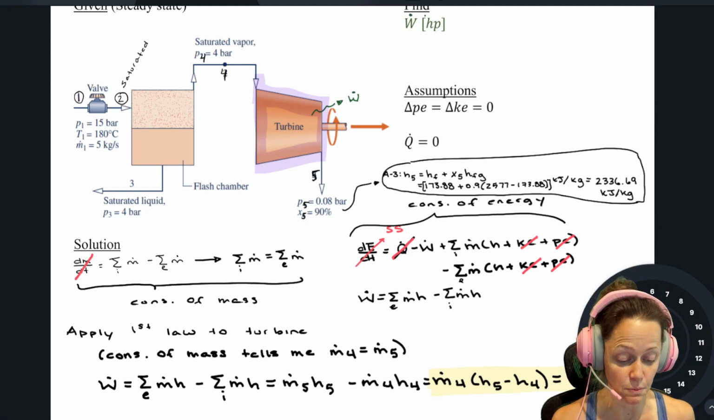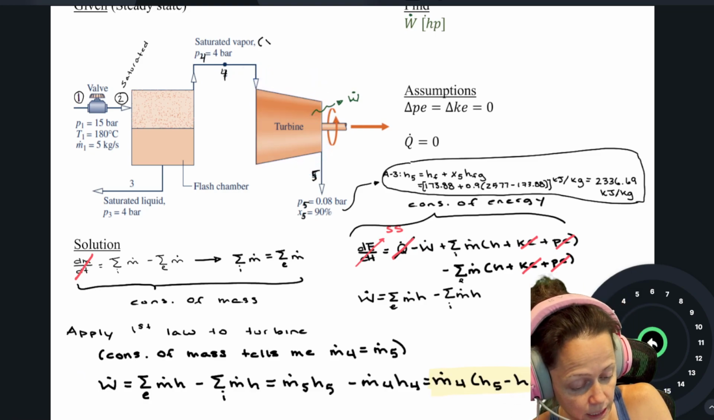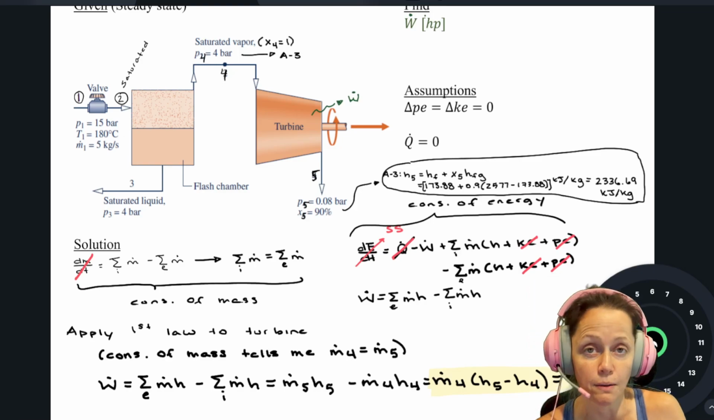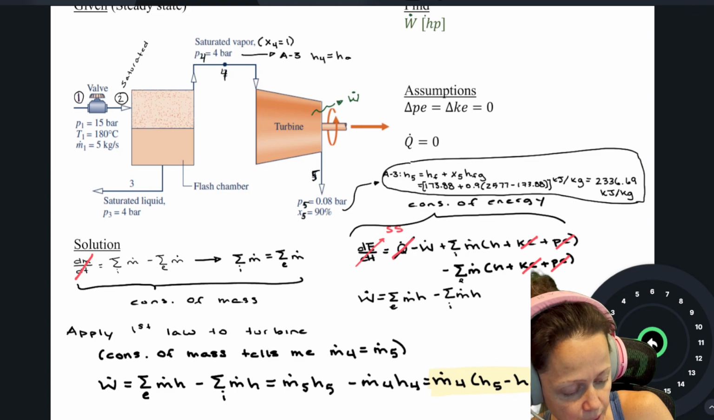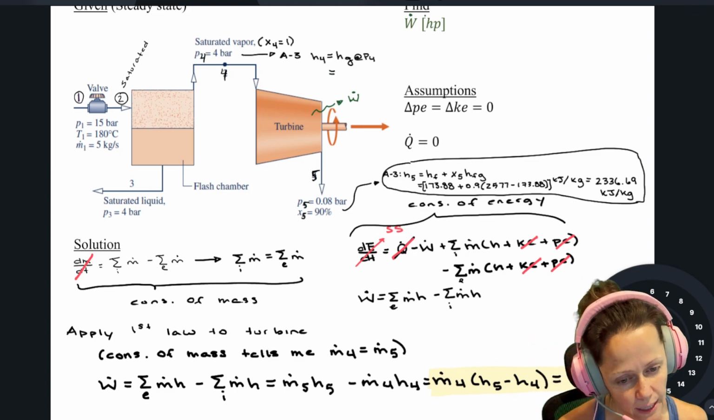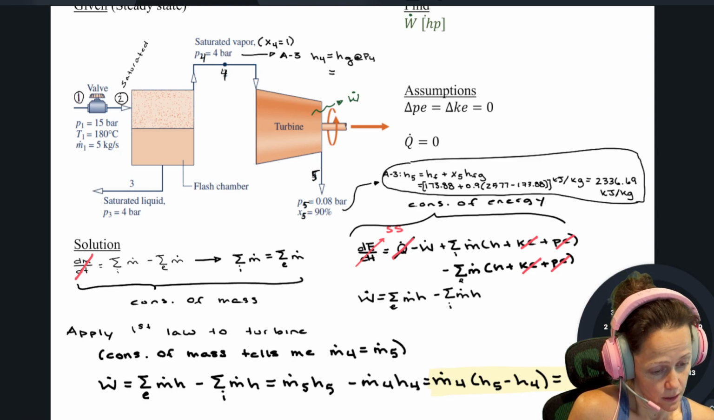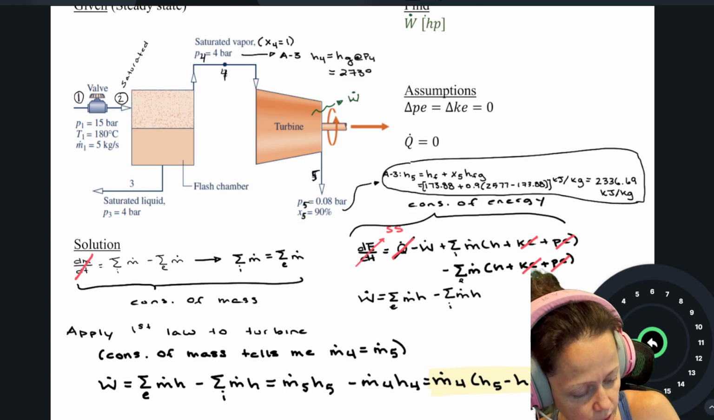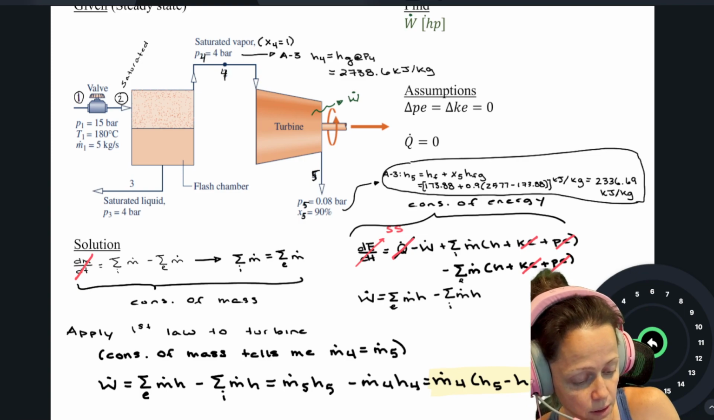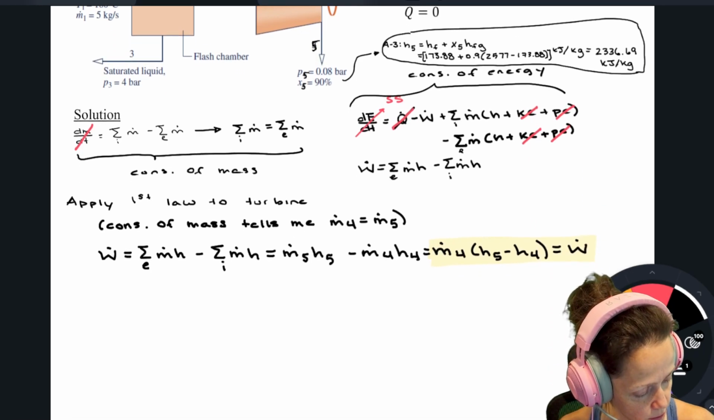So for H4, they give me that it is a saturated vapor, which means that my quality here is going to be 1. So when I look up in table A3 what my H value is, it's going to be the H sub G value. So my H4 is going to be H sub G at P4. And I end up getting 2786, and this is going to be kilojoules per kilogram. Perfect. So I have enough information there. Let me put some check marks here.